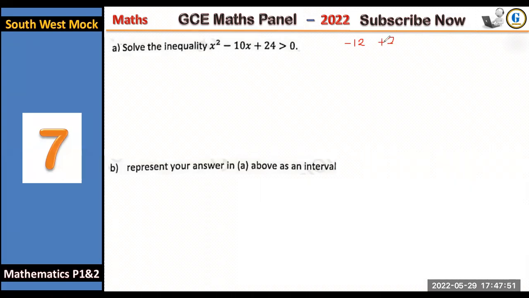What are those factors? What are the factors of 24 that when we multiply the two factors, we are going to have 24, and when we add them, we are going to have negative 10?